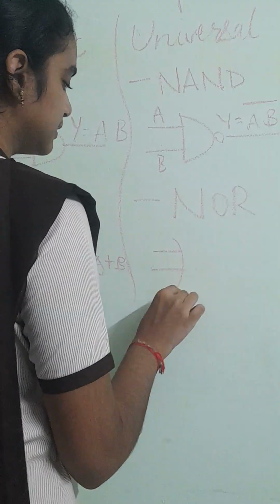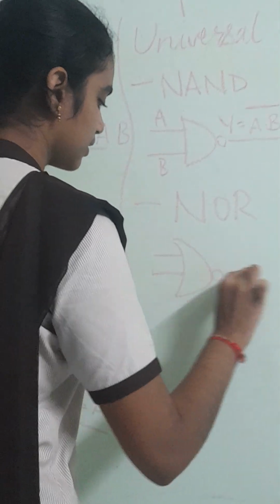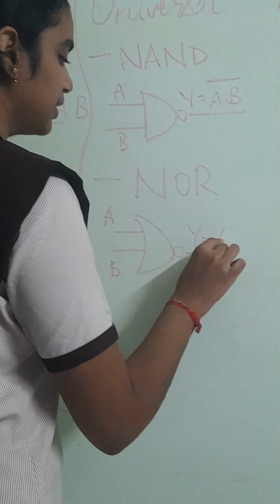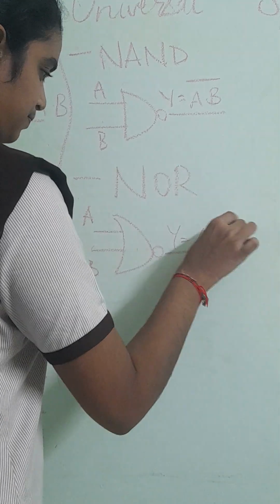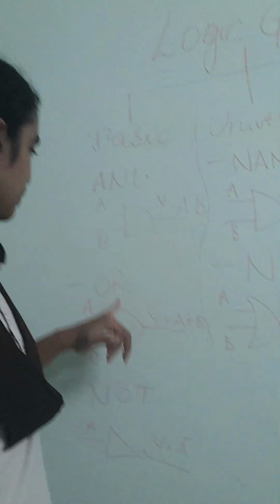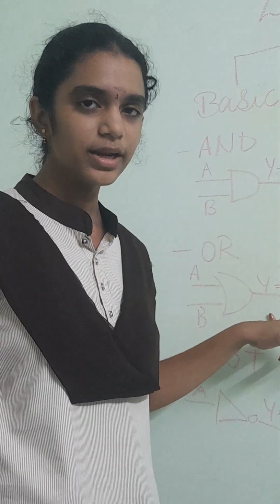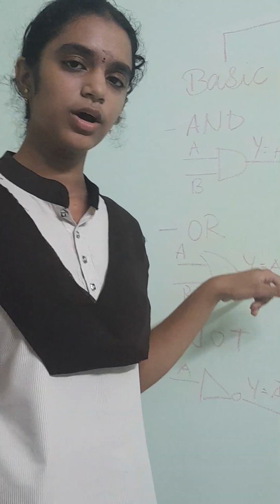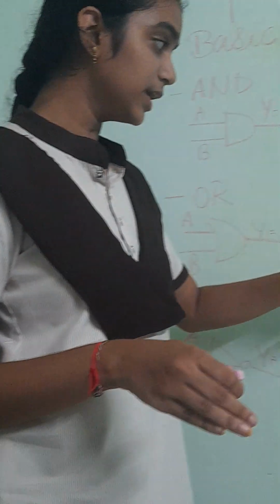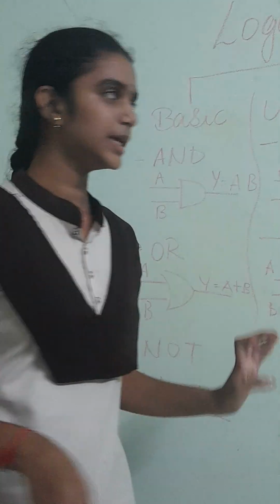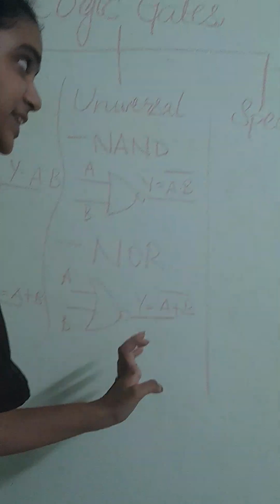Now let's take the NOR gate, and its symbol is this one. If the inputs are A and B, the output will be A plus B whole bar. Here again, the NOR gate is quite opposite to the OR gate. In the OR gate I mentioned that if both the inputs are 0, the output will be 0, and in all the other cases the output is 1. So here if both the inputs are 0, the output will be 1, and in all the other cases the output will be 0.